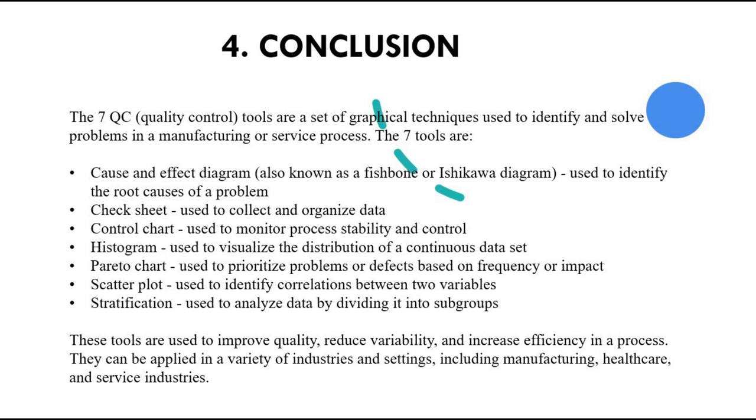After that, we learned about the scatter plot. It's used to identify correlation between two variables. And lastly, we learned about stratification. It's used to analyze data by dividing it into subgroups. The purpose of the tools is to improve quality, reduce variability, and increase efficiency in a process. They can be applied in a variety of industries and settings, including manufacturing, healthcare, and service industries.